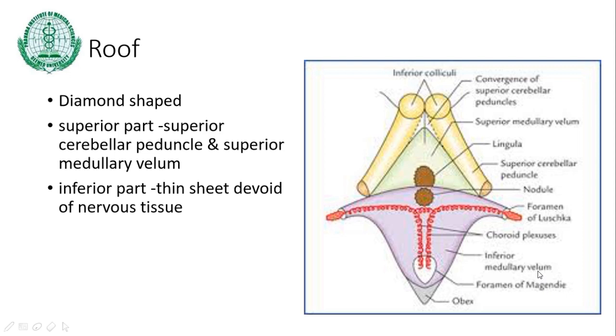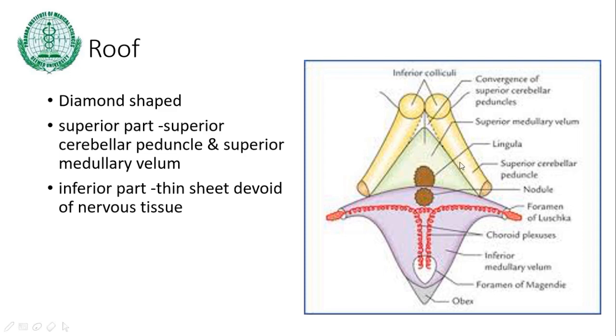Roof of the fourth ventricle: it is diamond shaped in outline and has a superior part and an inferior part. The superior part of the roof is formed by the superior cerebellar peduncles and the superior medullary velum. The superior cerebellar peduncles extend from the white matter of the cerebellum. They form the lateral boundary of the ventricle and reach the inferior part of the inferior colliculi, where they converge.